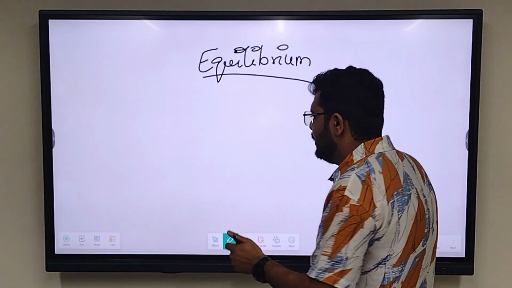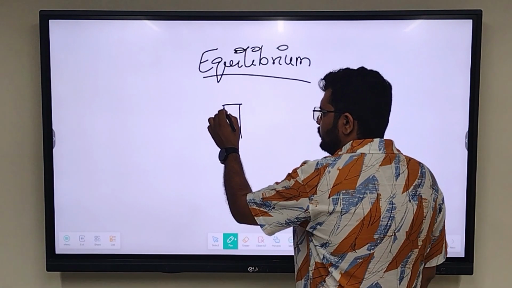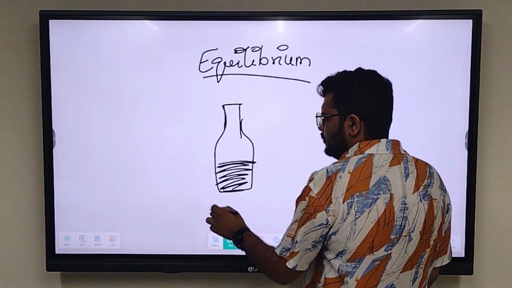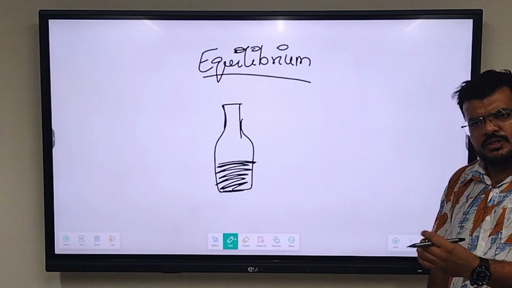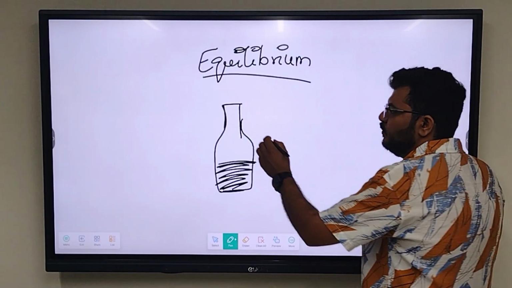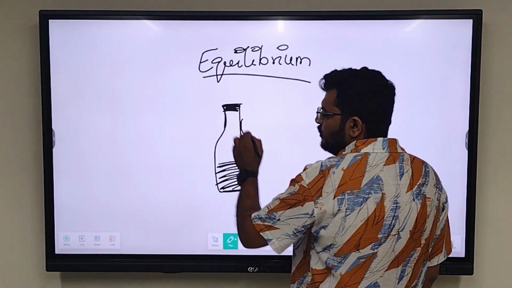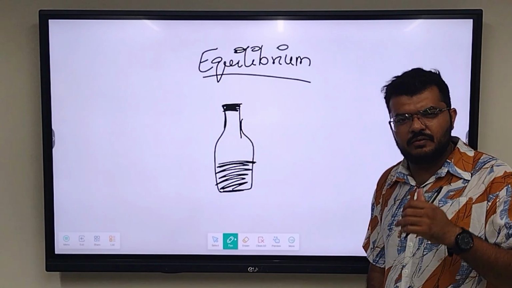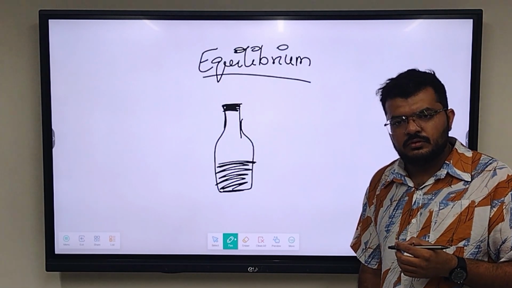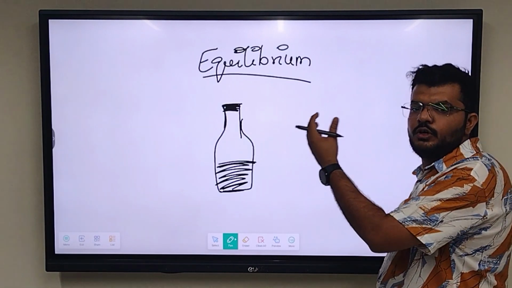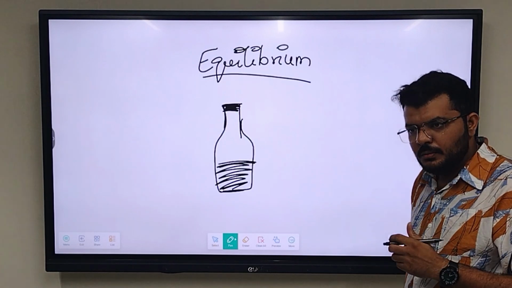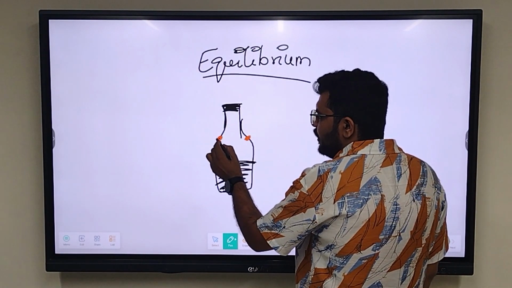Let's say I have taken a bottle of water. I fill it half with water, and I leave it in a room, but the cap of the bottle is closed. What will happen? Let's say after 5-10 days, what will I observe in this bottle? The water should evaporate, but because I have closed the cap, water will not be able to escape. But what you will see is tiny droplets of water.